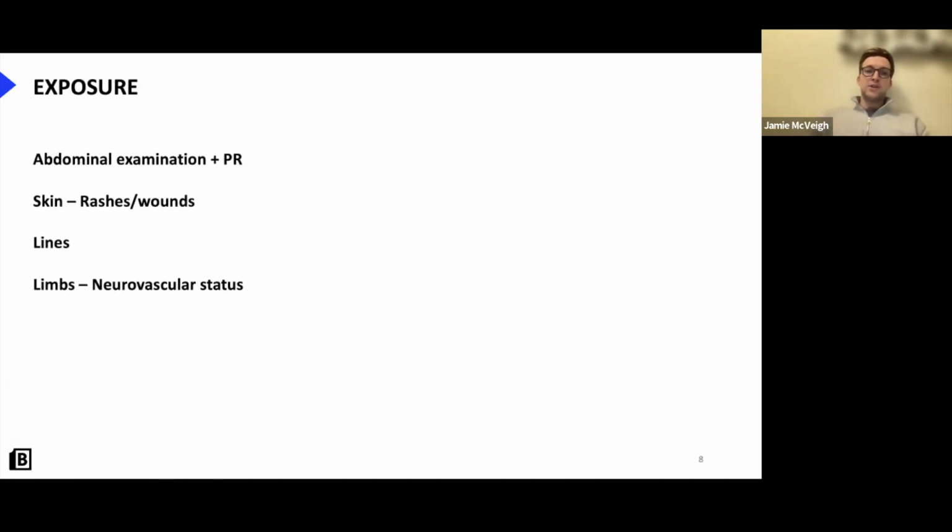And then finally, exposure, and this is depending on what you found in the A to D. So if you've got a surgical patient that's hypotensive, you're thinking more about having a good examination of their abdomen and a PR. If you've got a patient with a headache, thinking more about a neurological examination, and looking for any rashes in particular, okay? And then always just check lines. Have they got a PICC line in? Have they got a porticath? Have they got a central line? All these things can get infected and can cause problems.